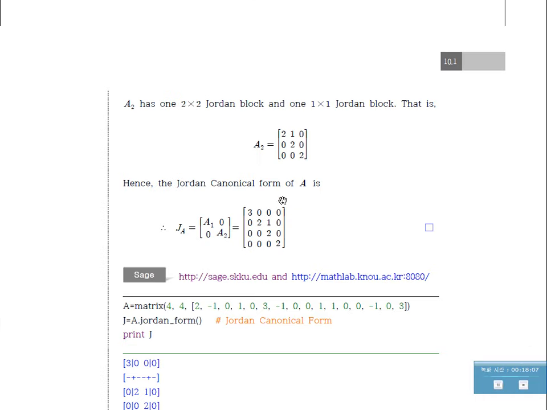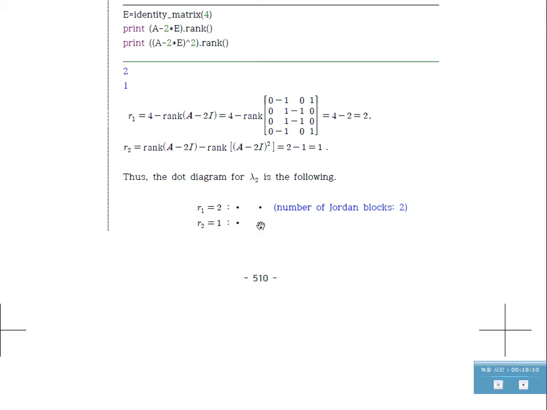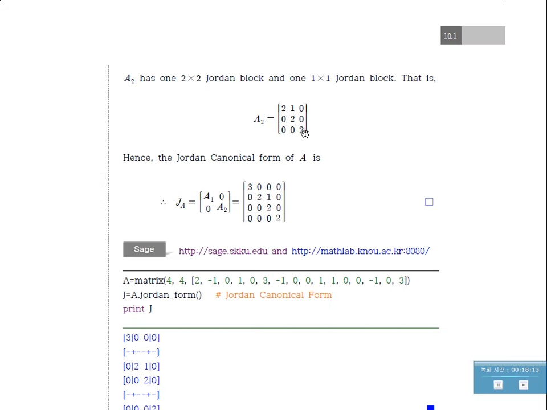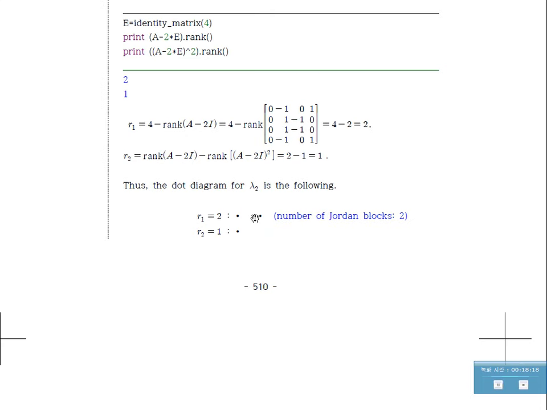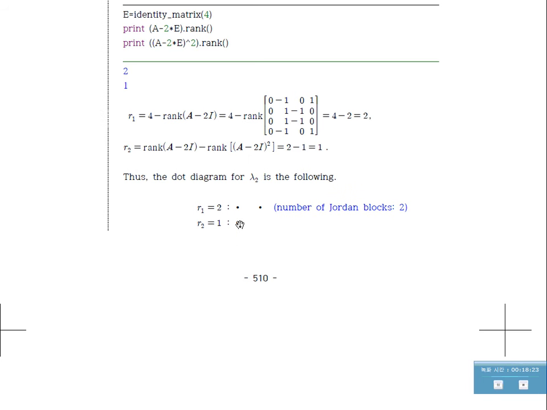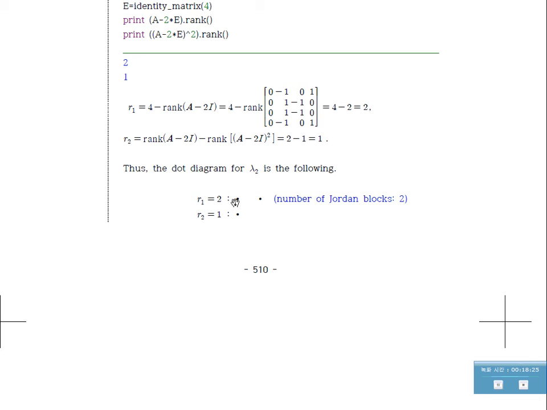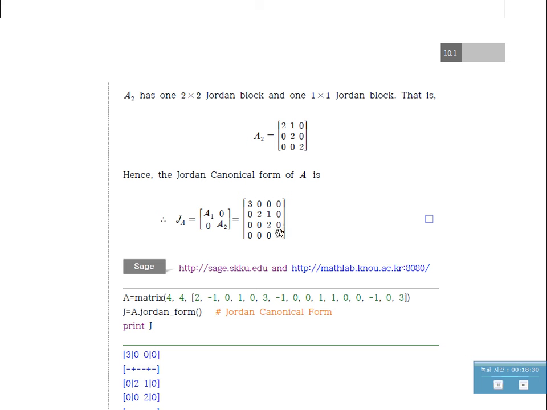So what this means is we have a 1 by 1 block of 3, and for 2 we have R1 equal to 2 and R2 equal to 1. This means we have 1 Jordan block of size 2 by 2 and 2 Jordan blocks of size at least 1 by 1, which means this. We have one 2 by 2, so what's left from 3? We have only 1 left, 1 by 1, like this. For here 3, we have 2 Jordan blocks. One should be 2 by 2 and the other will be 1 by 1.